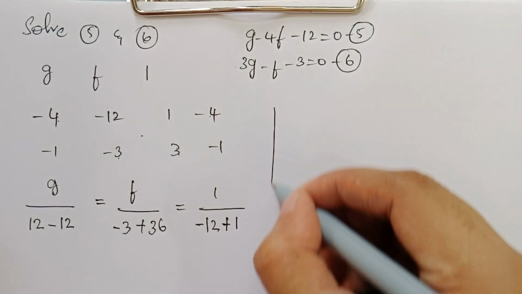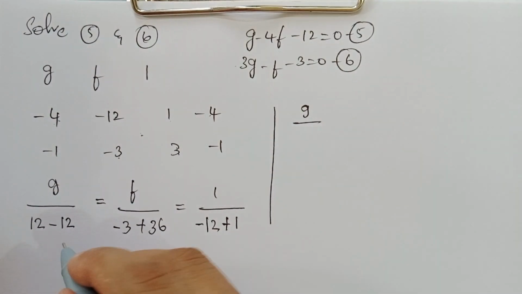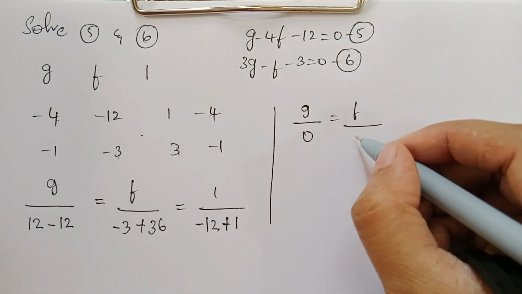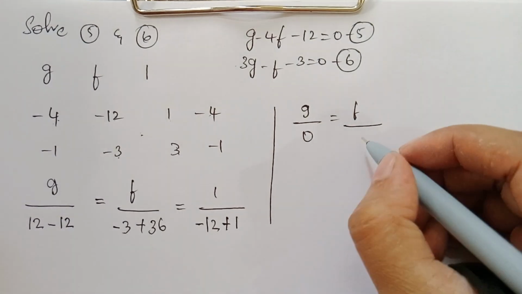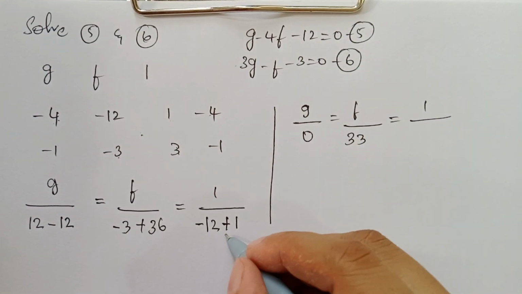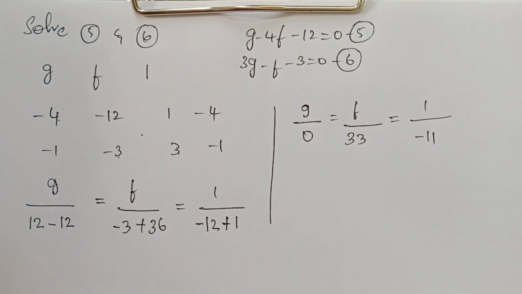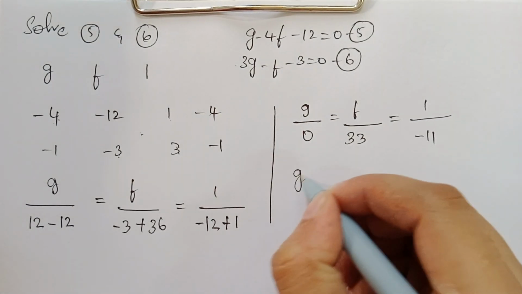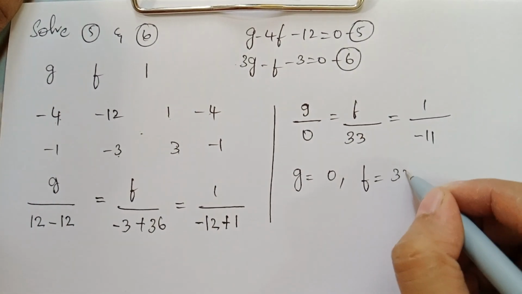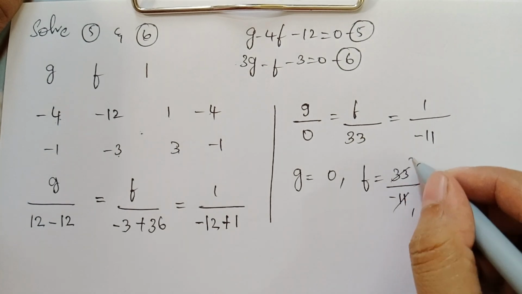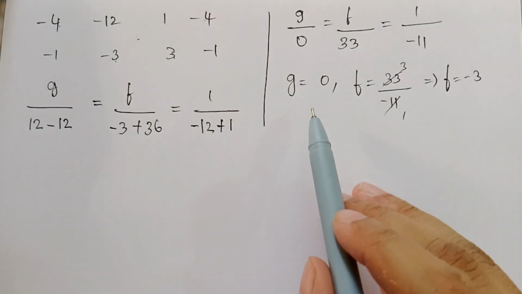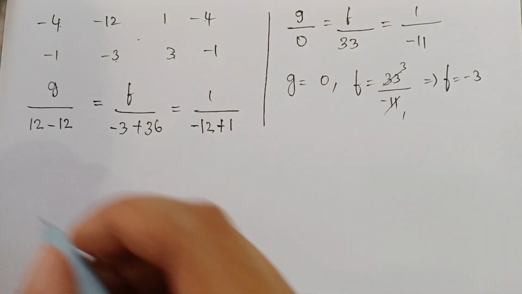So from here we'll get the value of g is 12 minus 12, which becomes 0, and f is 36 minus 3 is 33, and here it is 1 by minus 11. So the value of g equals 0. The value of f equals 33 by minus 11. So 11 ones are 11 and 11 threes are 33. So f equals minus 3. We got the values of g and f. Now we have to find the value of c.